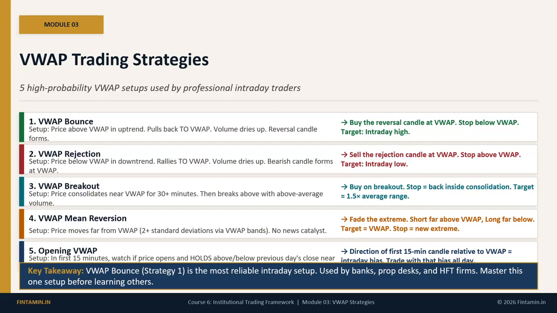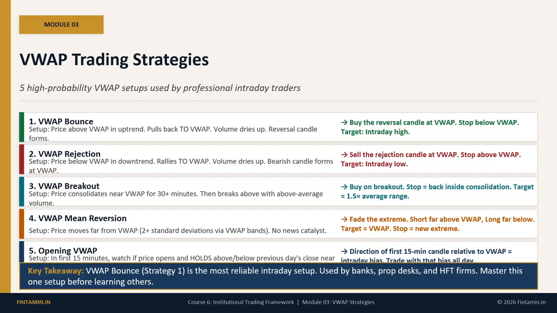Strategy number 2 is VWAP rejection. Mirror image. Market below VWAP in a downtrend. Price rallies to VWAP. Bearish candle forms. Volume dries up. Short the rejection. Stop 10 points above VWAP and the target is today's low.